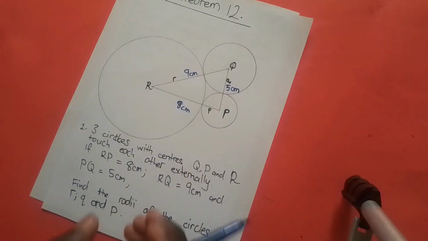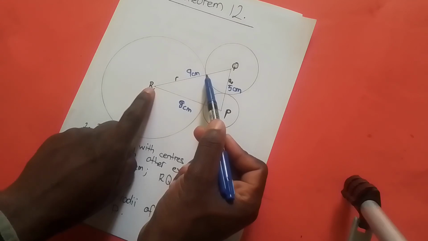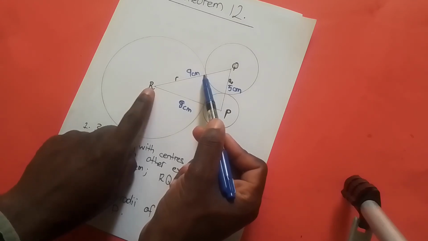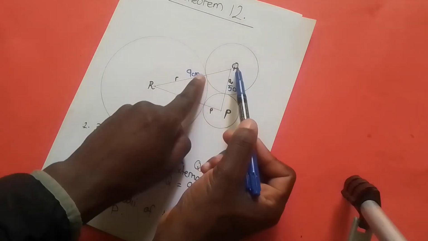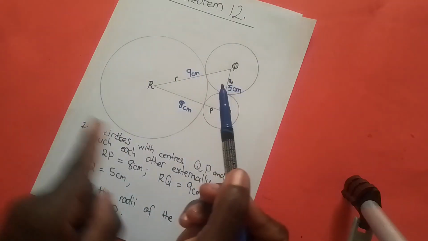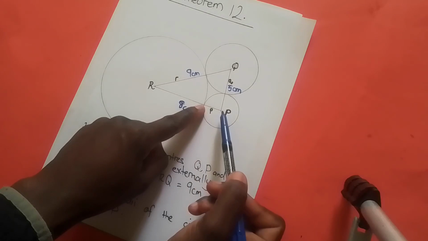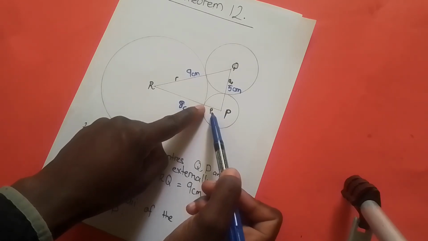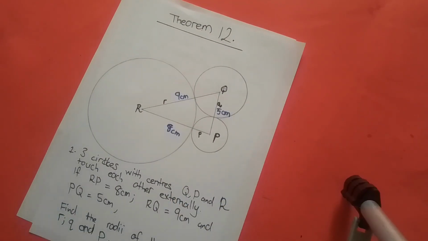The entire line. But the radius of circle R now is from here to the point of contact. From the center to the point of contact is the radius of circle R. And the radius of circle Q is Q to the point of contact. And again, the radius of this small circle is P to the point of contact here, represented by the small letter P. So what does theorem 12 say? Let me bring up theorem 12.